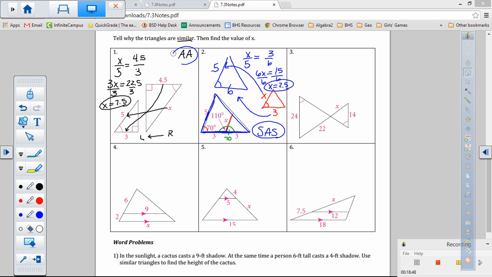Okay, so this one was angle, angle, 7.5, and then the second one is side, angle, side, 2.5. Okay, let's look at the third one.